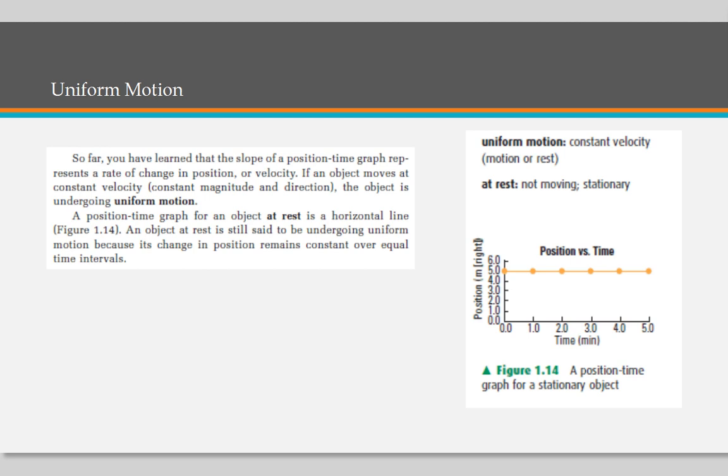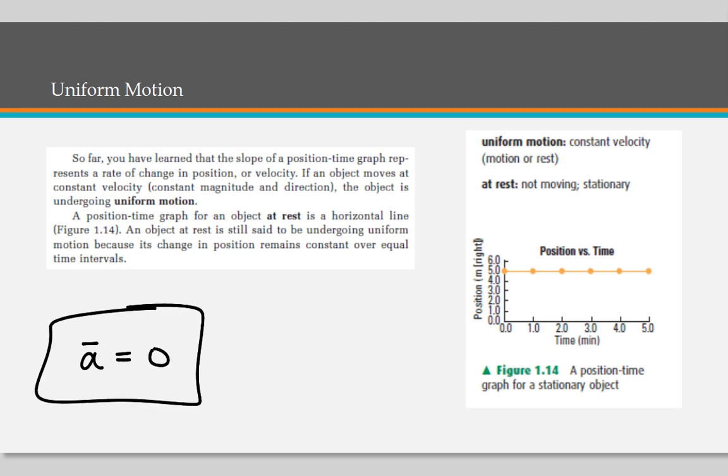So uniform motion. Uniform motion, just put this. What does this mean? Acceleration is 0. That means you can be moving, but your speed is not changing. Okay? So uniform motion, these are best displayed by linear graphs.